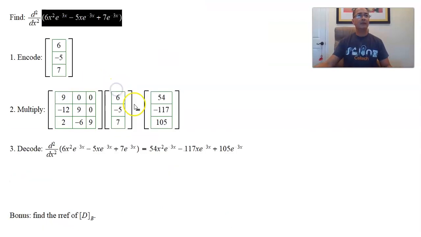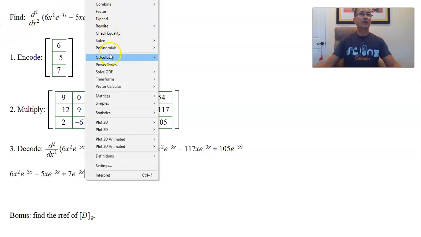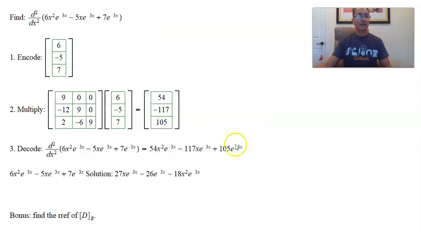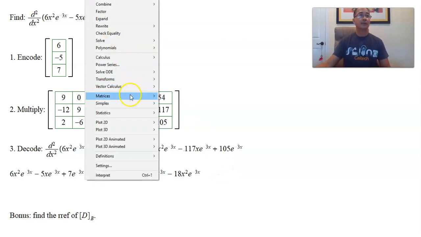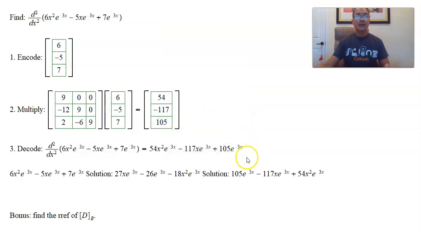And of course, we have Maple, so let's check. Oh wise one, compute, calculus, differentiation. Oh, that's only the first derivative. Compute, calculus, differentiation, another one. 105, yes, minus 117, yes, plus 54, yes. Okay, so of course that is the correct second derivative.